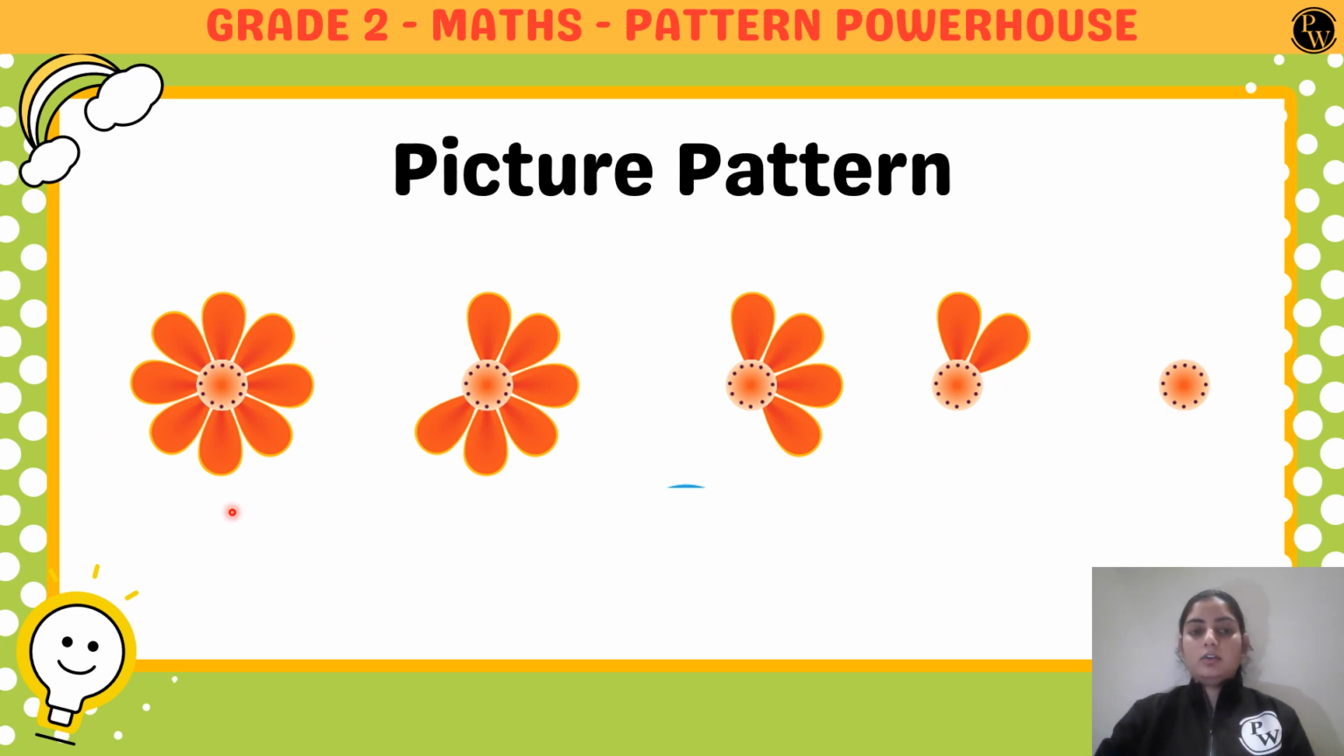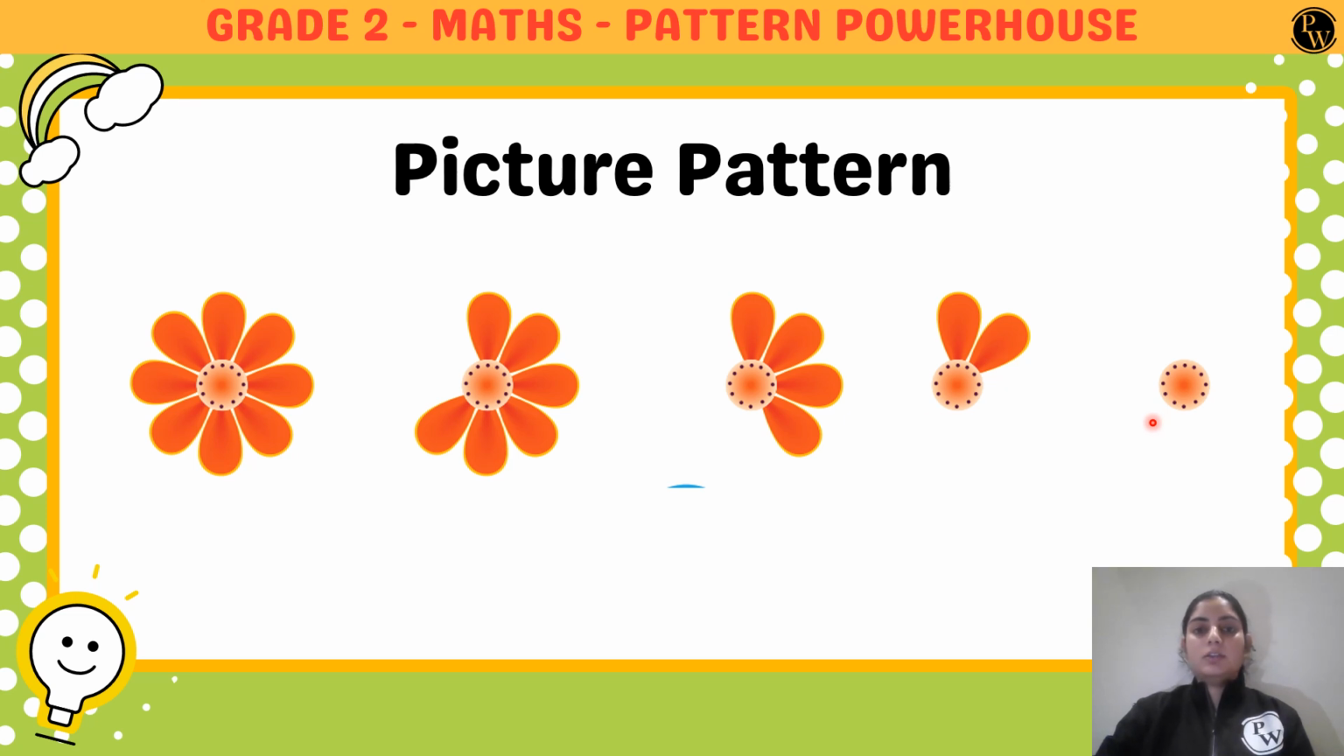Here we have a picture of a flower, right? Now in the next picture of the flower we can see the count of petals is reduced by 2. The 2 petals are missing here. Now in the next picture we can see that again 2 petals are reduced. In the next picture we are only left with 2 petals, and 2 are again removed. Now in the next one there are no petals at all.